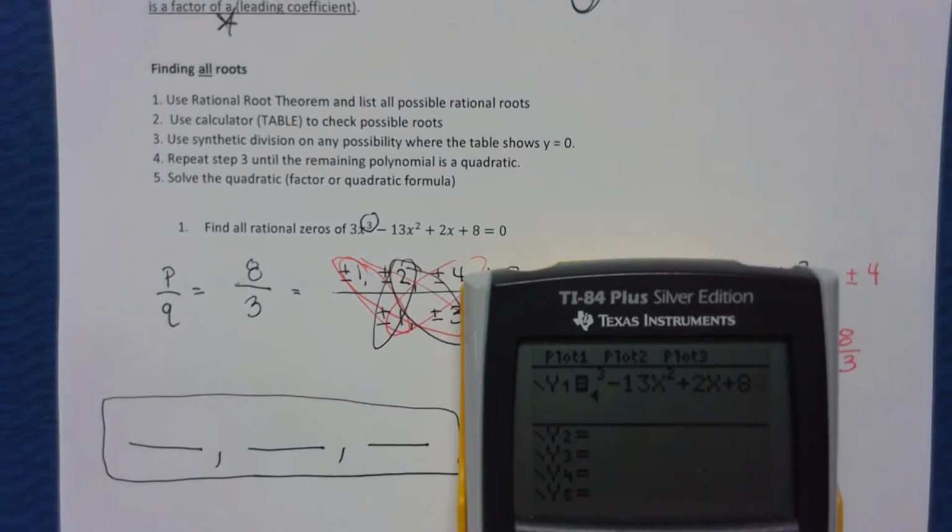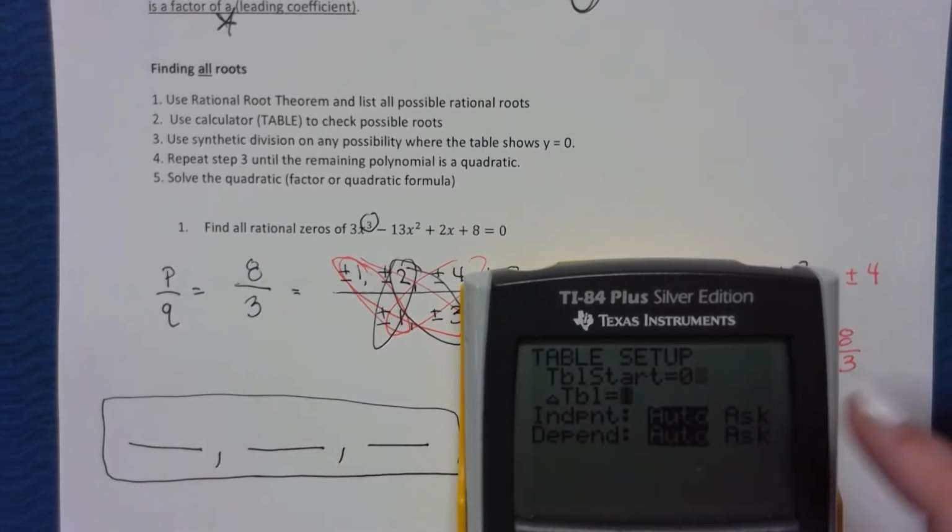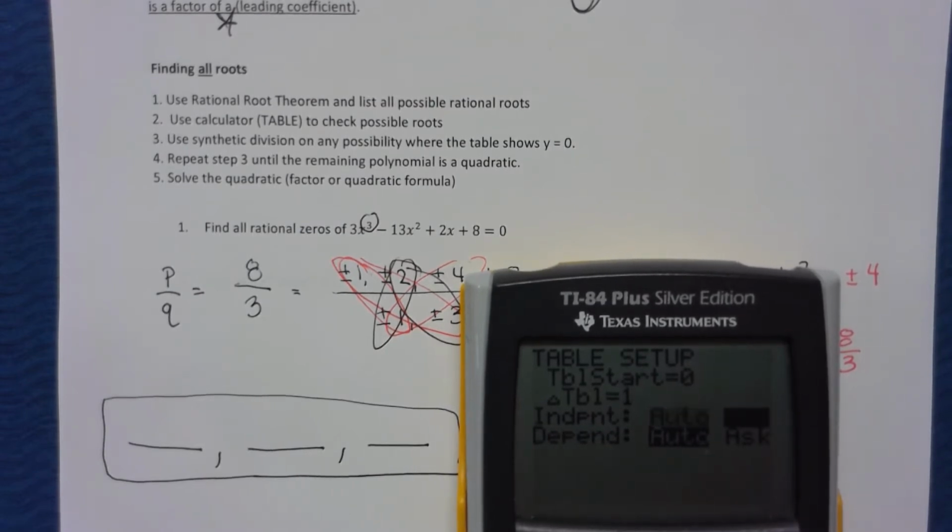Okay, now we're gonna go to our table set. So I'm gonna go second table set. And I'm gonna have the table just start at 0. I had a weird number. Yours is probably 0. What I want to do is I want the independent to be on ask instead of auto. So what is that going to do? If it's auto, when I press table, all of the table is going to pop up. If I change it to ask, I'm going to be able to type in the x values and the y values are automatically going to be put in there. So we're going to type in our x's, our y's are going to be automatic.